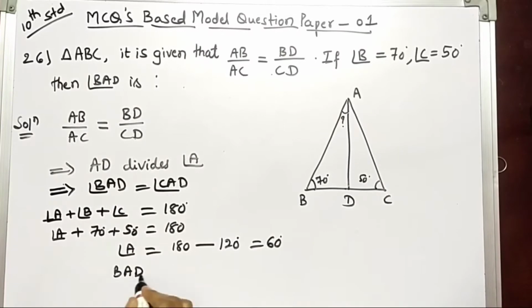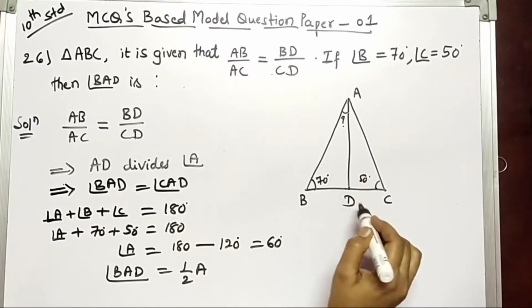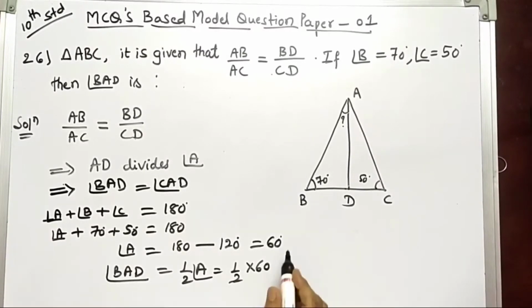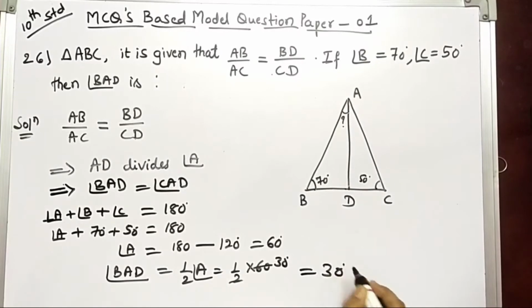Angle BAD is equal to half of A because AD divides the angle A. So it is half into 60, which is 30. So angle BAD is 30 degrees. Option A.